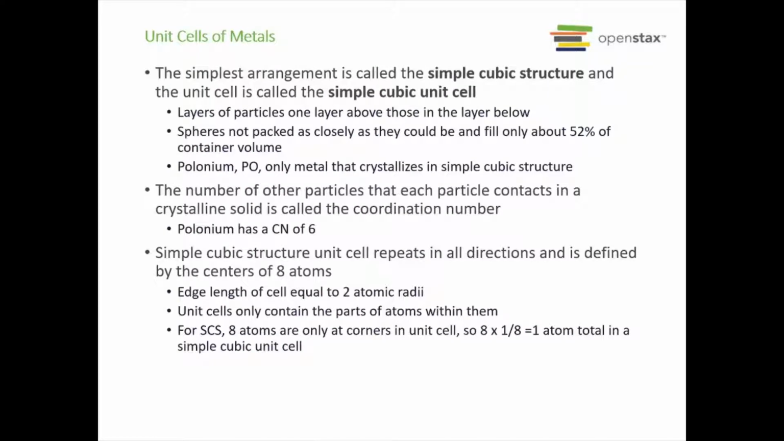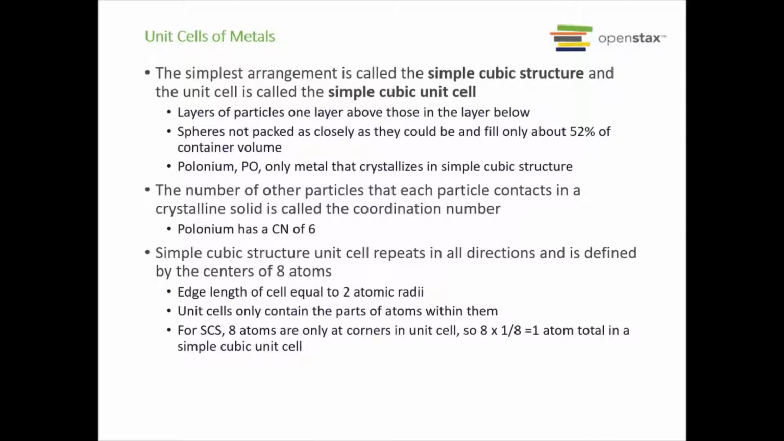The simplest arrangement is called a simple cubic structure. And the unit cell is called the simple cubic unit cell. This one has a layer of particles that are directly above those in the layer below. And we'll see what this looks like on the next slide. The spheres in it are not packed as closely as they could be and end up filling only about 52% of their container volume. So that's for that unit cell or the overall crystal.